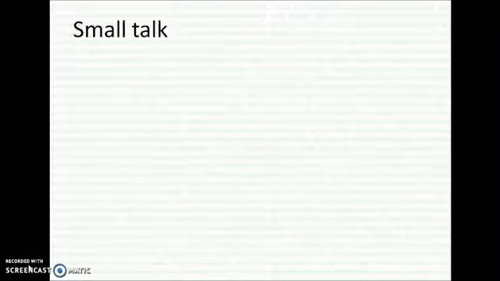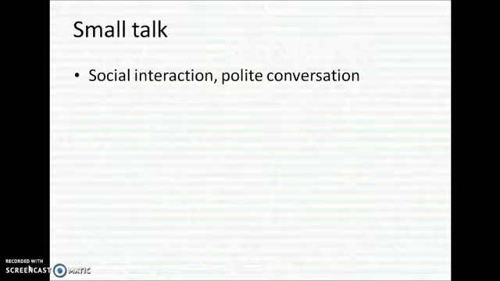Let's look at small talk for a bit. Small talk is a form of social interaction. Sometimes it is also called polite conversation. When you hear, for example, about British people always talking about weather, that's small talk. Usually, small talk happens when we meet people who we do not know very well and we want to keep the conversation flowing, simply so there wouldn't be an awkward silence.